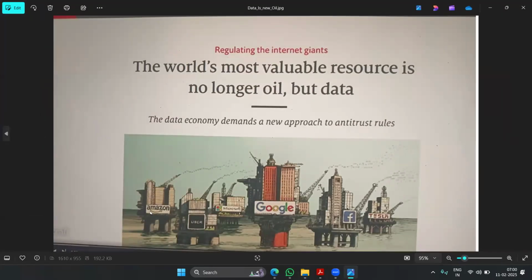If you see this one, right? The world's most valuable resource is no longer oil, but data. I strongly believe in this one. That is the reason for my career path: I joined as a junior at Barclays in 2010. Now I'm a vice president there.